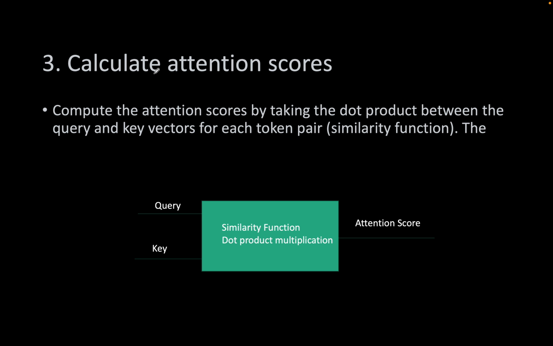The next step is to calculate the similarity score. The similarity score is nothing but a dot product multiplication of query and key. The query is a vector, the key is also a vector, so we can simply do dot product multiplication of the query vectors and key vectors, and what we get after the dot product multiplication is our attention score.